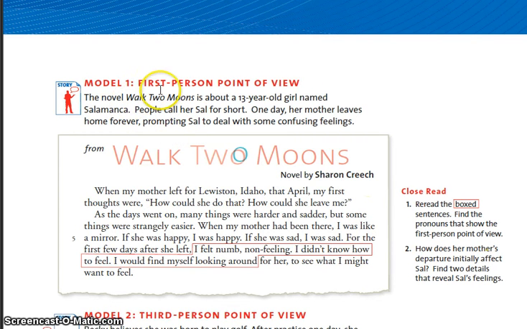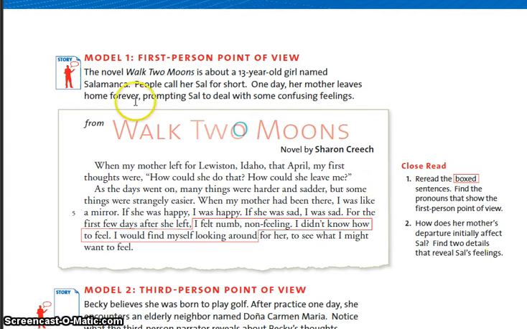It says Model 1, First Person Point of View. The novel Walk Two Moons is about a 13-year-old girl named Salamanca. People call her Sal for short. One day, her mother leaves home forever, prompting Sal to deal with some confusing feelings. Now, if you remember, first-person point of view is when the narrator is inside of the story. So that means that our main character, Sal, is going to be the one telling the story.